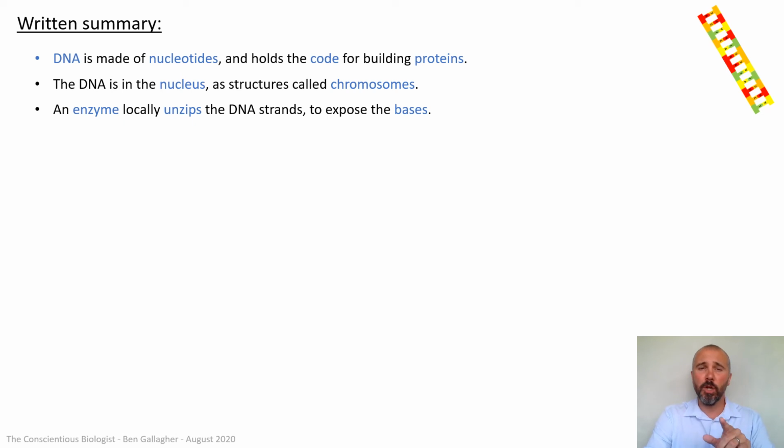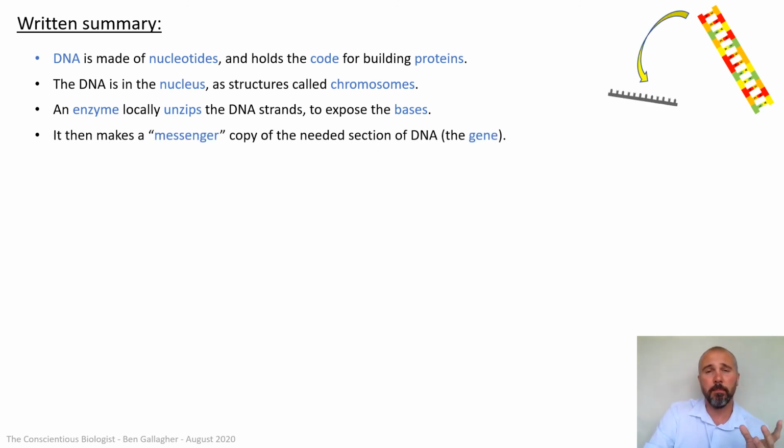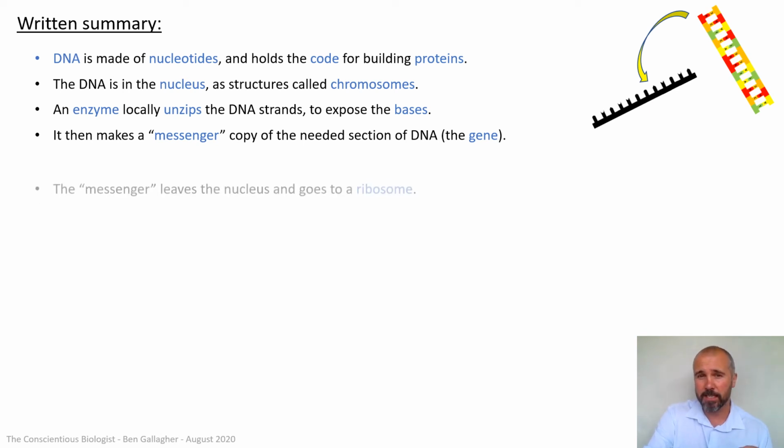So an enzyme locally unzips the DNA strands to expose the bases. Remember I said it unzips, it separates them. And when I say locally, I mean local to the gene that you want. The DNA would be an incredibly long molecule. You only want the very local area for the gene, the bit of DNA that you're looking at. So you locally unzip the DNA to expose the bases so they can be seen. The enzyme then makes a messenger copy of the needed section of DNA, that's the gene.